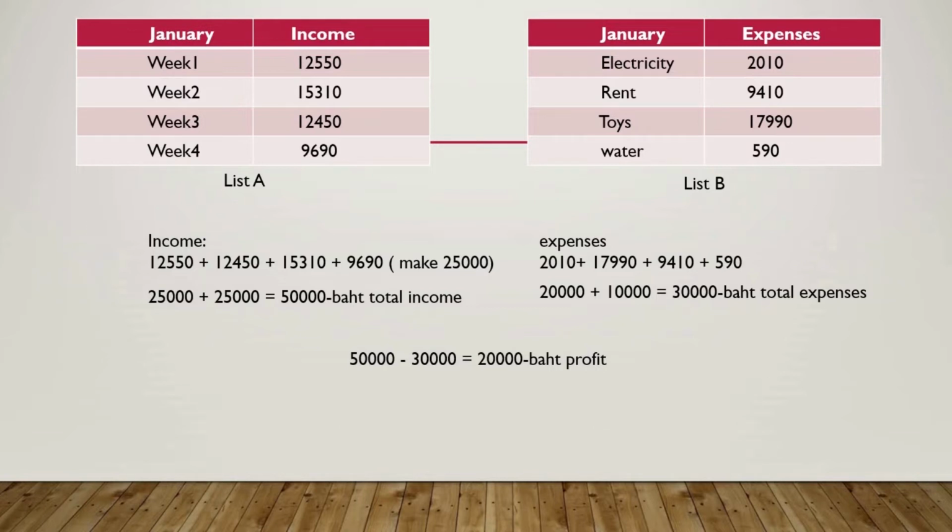So now we have her total income and we have her total expenses. So her total income 50,000 minus 30,000 is equal to 20,000 baht, the profit in January.